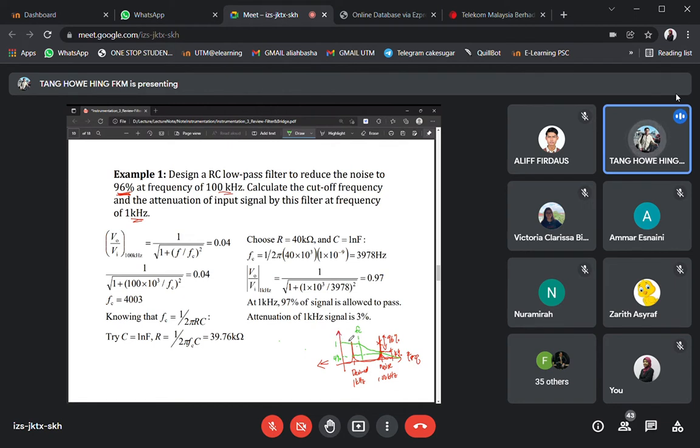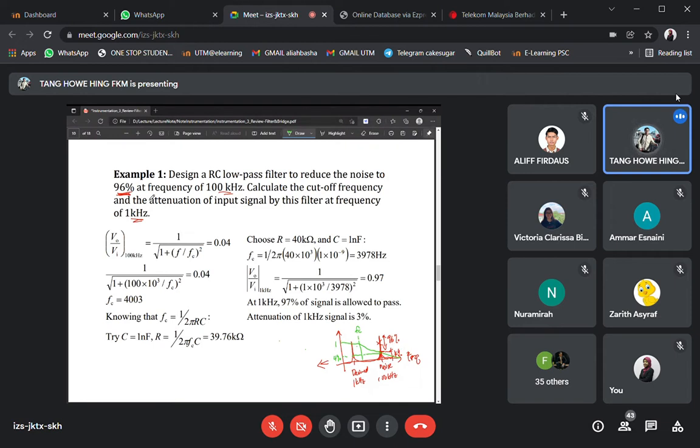But the problem is that these RC low pass filters are actually not flat. It will be a little bit slanting. There will be a little bit of slope. The slope is not significant, but it will still affect the desired signal at 1 kilohertz. So the question asks us, what will be the effects of the low pass filter that you have designed on the 1 kilohertz and also on the 100 kilohertz. Although the question didn't ask us to calculate, you may calculate it also.